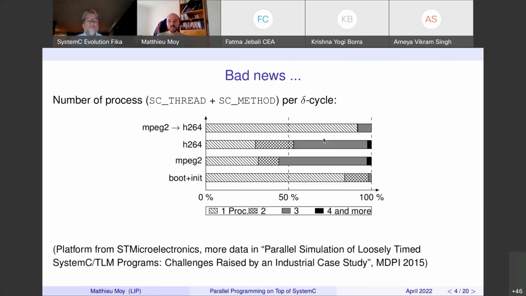This is a measurement that we did with ST Microelectronics, with Jérôme Cornet and Laurent Maillet-Contoz, on a real platform. What we did is measure how many SystemC threads, SC_THREAD and SC_METHOD, are eligible in the same delta cycle. So somehow this is the potential for parallelism if we just rely on an approach which says run in parallel whatever is at the same simulated instant. And depending on the use case, sometimes it's just one process almost all the time.